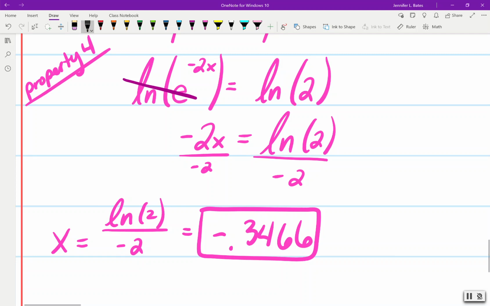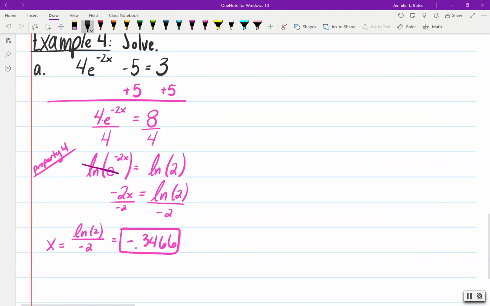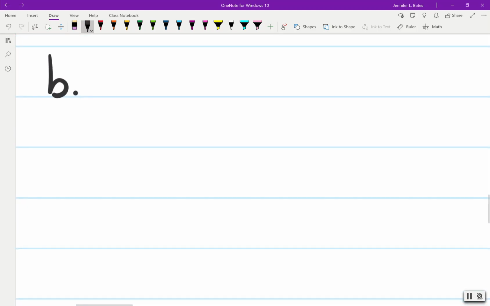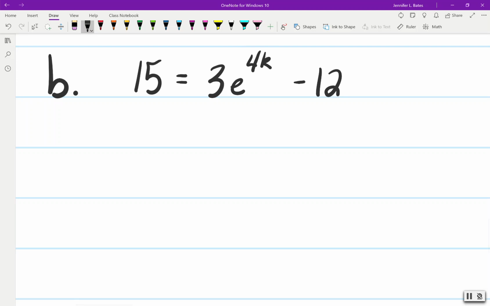Okay, let's try another one. We're going to do another exponential. We'll call this example B. In example B, we're given 15 is equal to 3e to the 4k minus 12. So this is an exponential equation that we're trying to solve. The variable k is trapped in the exponent. So e to the 4k, I want to isolate e to the 4k. So let's go ahead and isolate it.